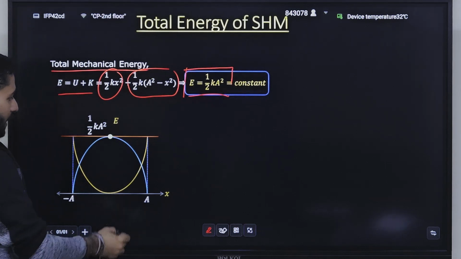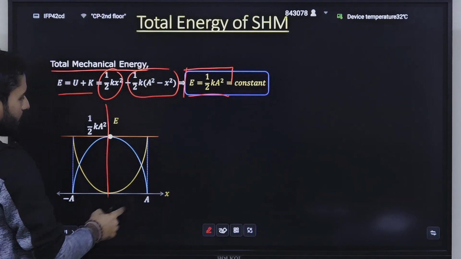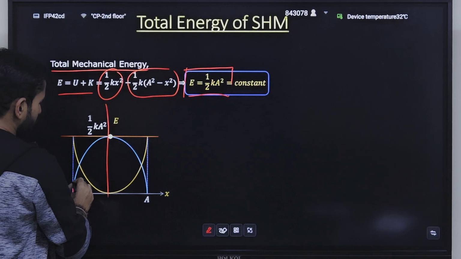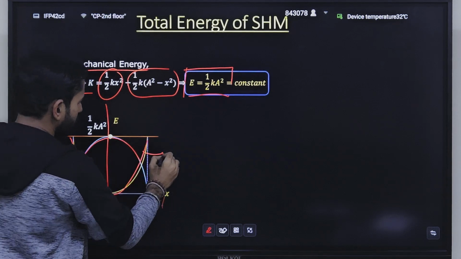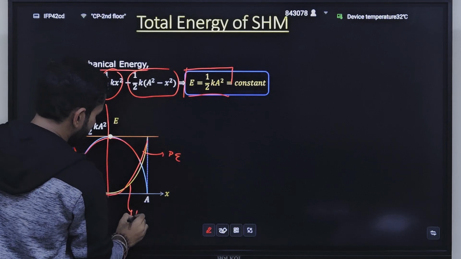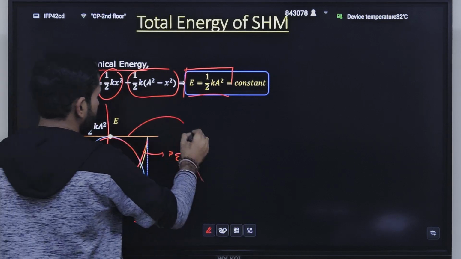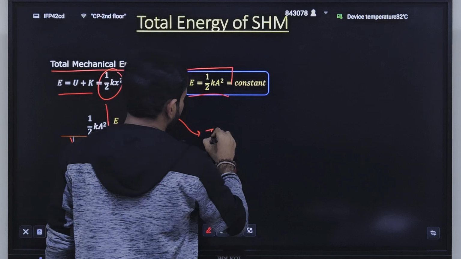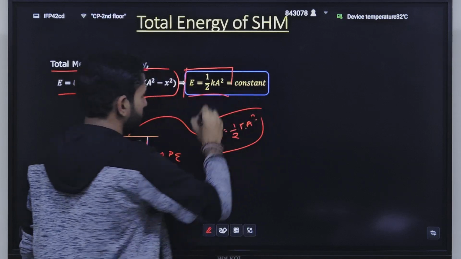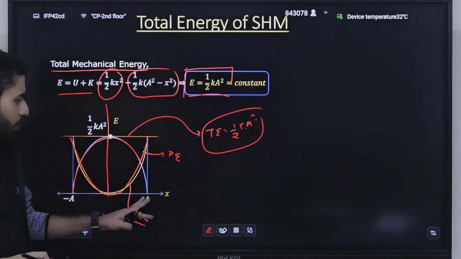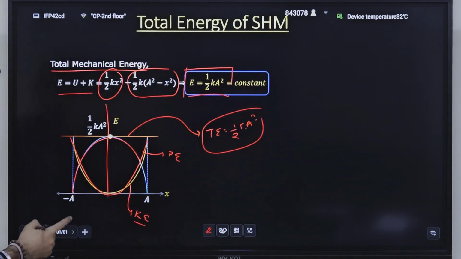Correct. That means when I draw the energy curve against x, this curve is potential energy, and this curve is kinetic energy. What can I say for this line? This constant line is nothing but total energy, and total energy is equal to half k a square. Why is this a straight line? Because it is not changing with the position x. Correct. This is also an important curve.